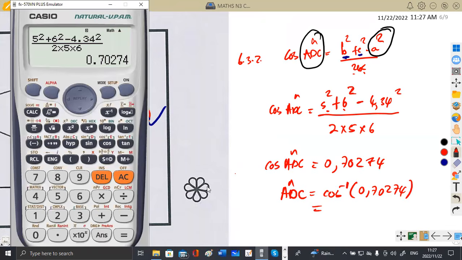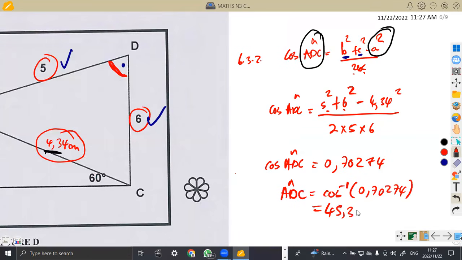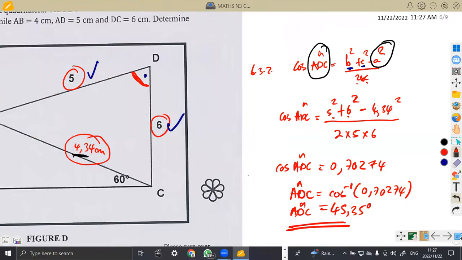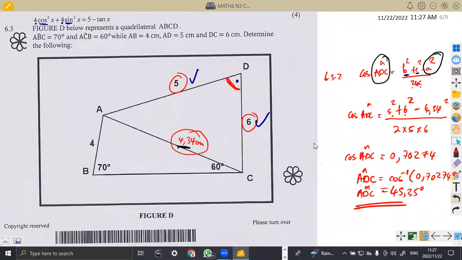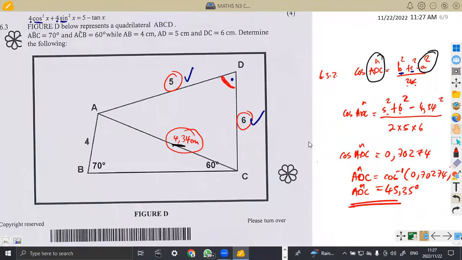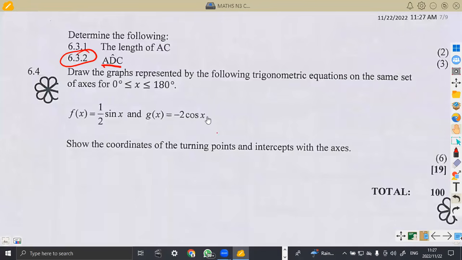So arc cos simply means shift cos. So shift cos of the answer is going to be 45.35 degrees. That's our ADC. Okay, so depending on what you had, but that was the easiest way to use cos. From this one, I think it was actually very clear. Okay, anyways, let's see the other part of the question.